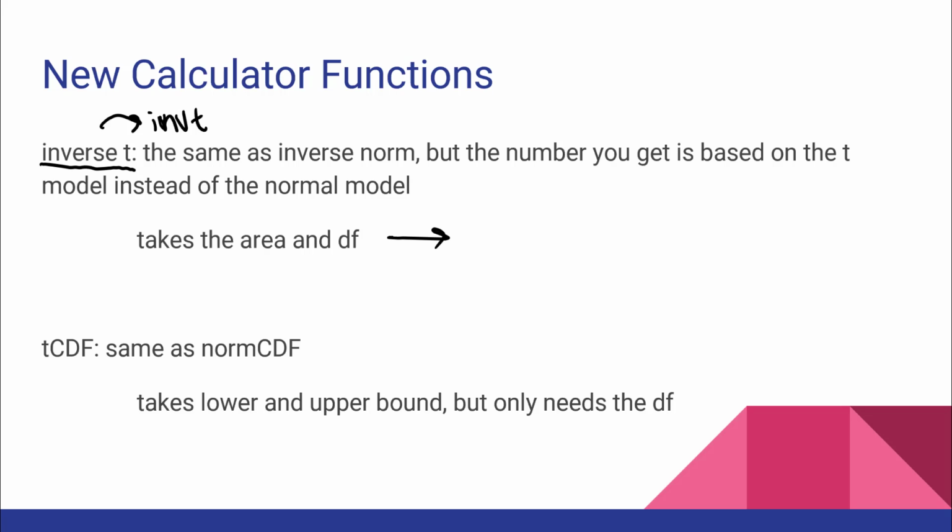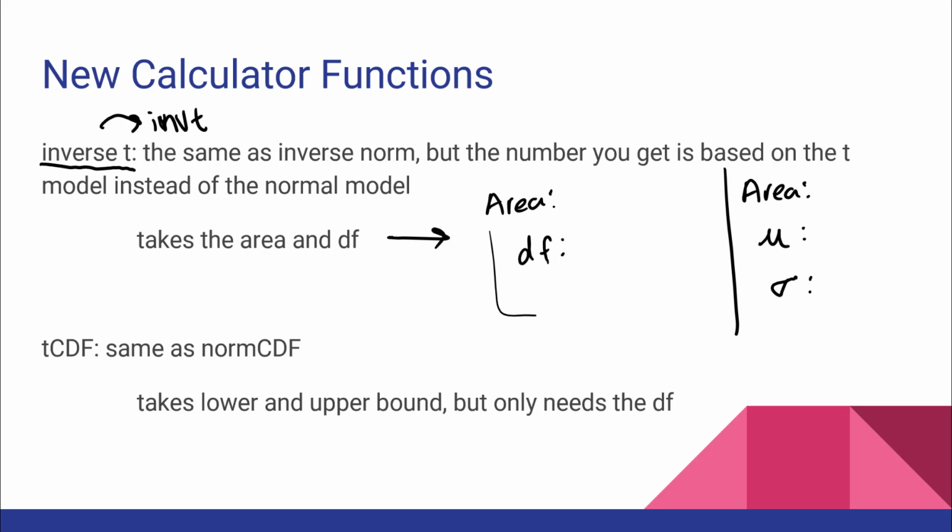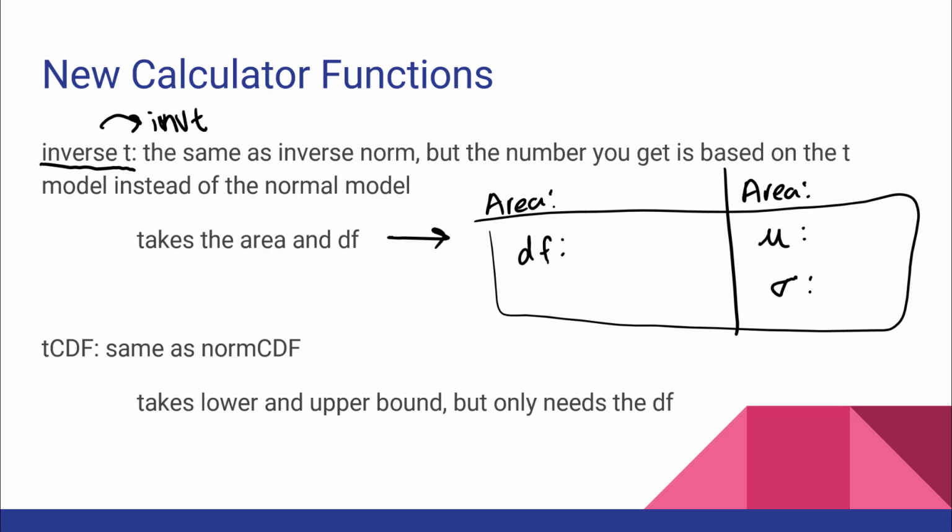So what it takes in is the area that you're looking for and the degrees of freedom. In contrast, our invNorm function took in an area that was the same, but it took in a mu as well and a sigma. So these are used to define what model we're using, but the area that you're putting in is still calculated the same way.